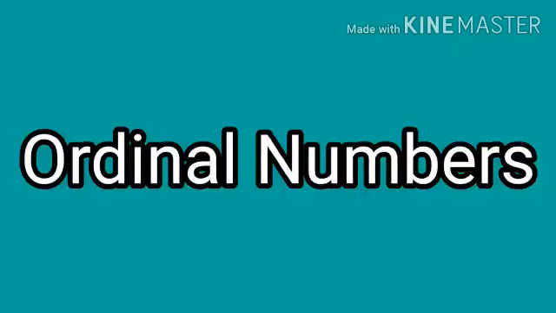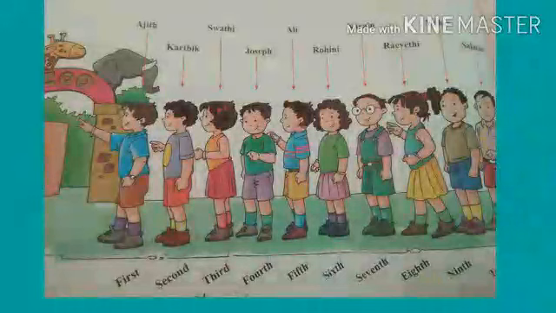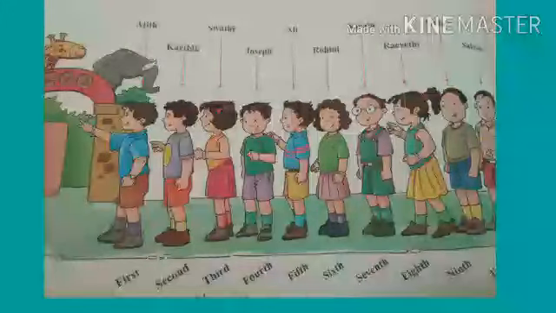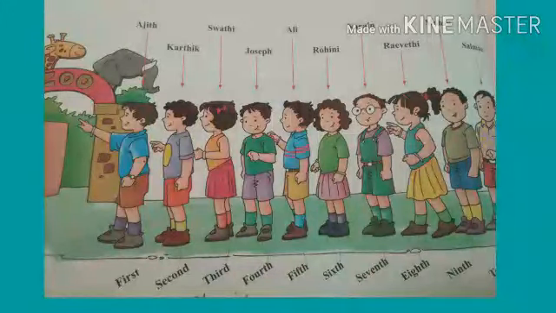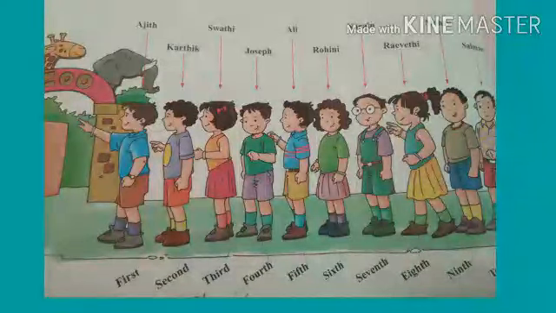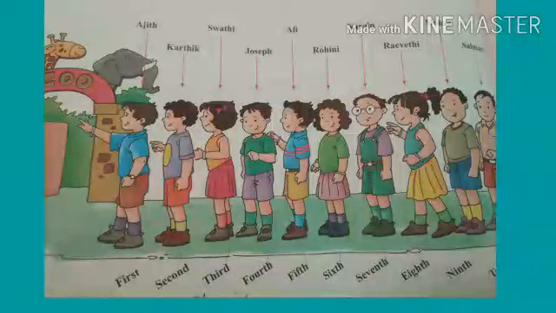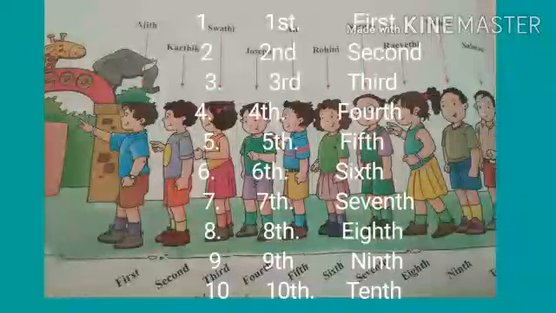Next one is ordinal numbers. What do you mean by ordinal numbers? Ordinal numbers indicate or show the order or rank of position in a set: first, second, third, etc. How can we say ordinal numbers?